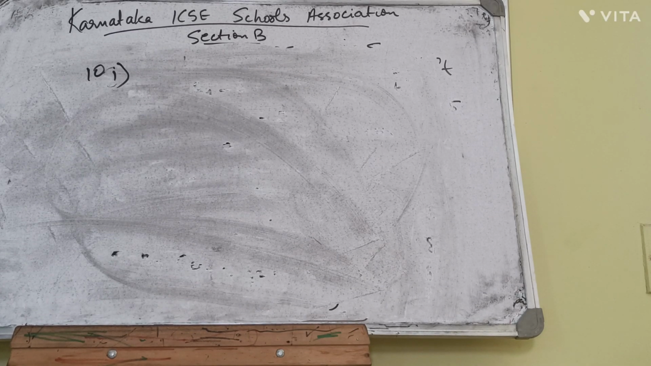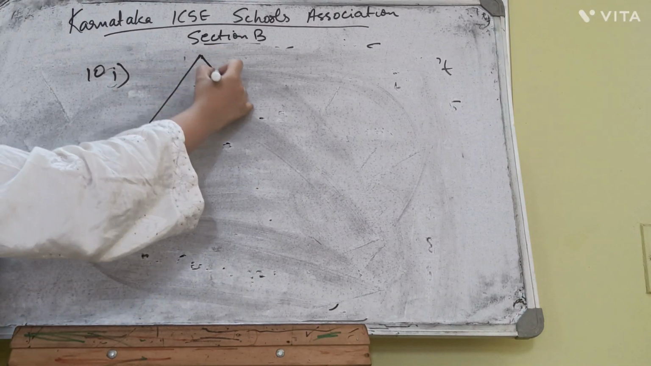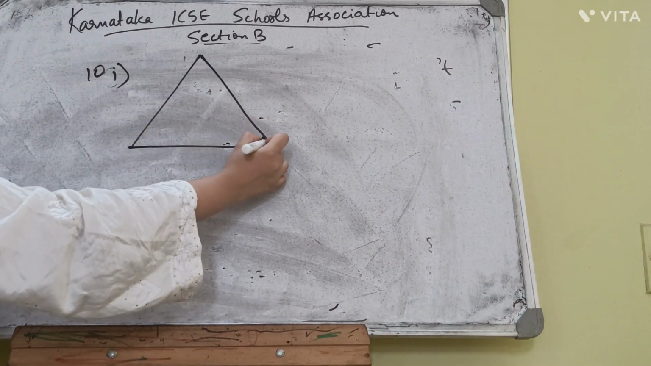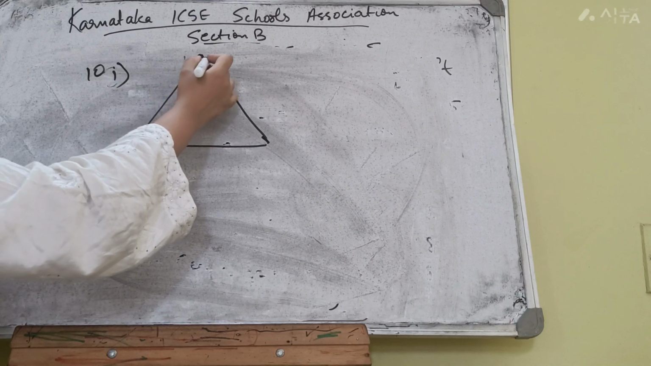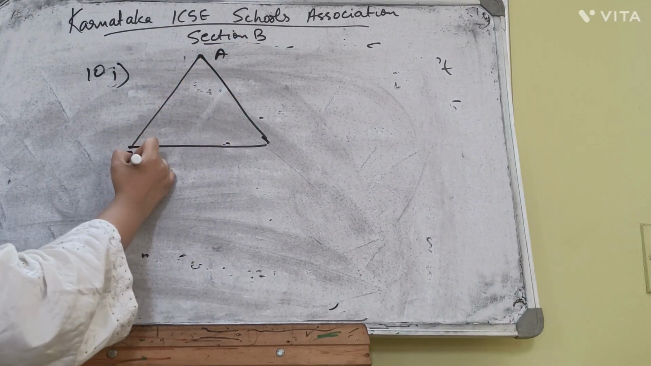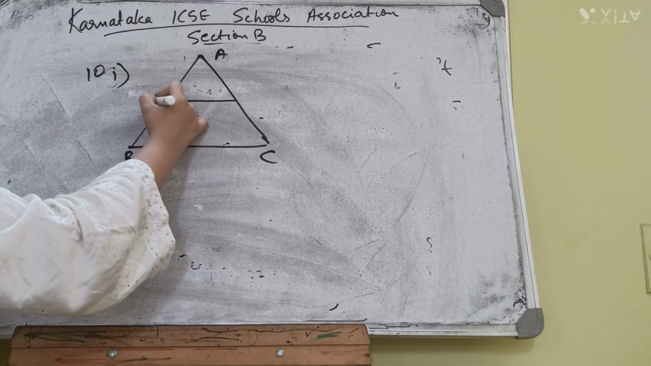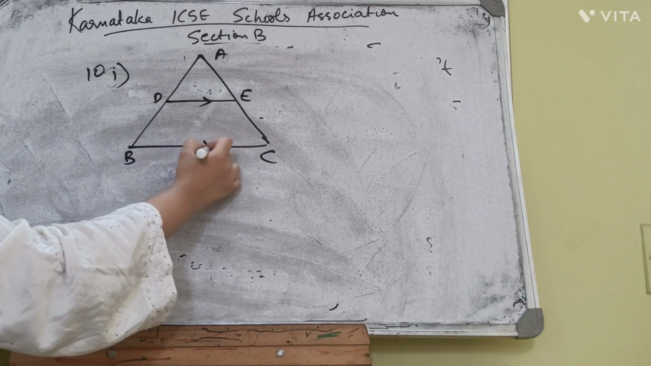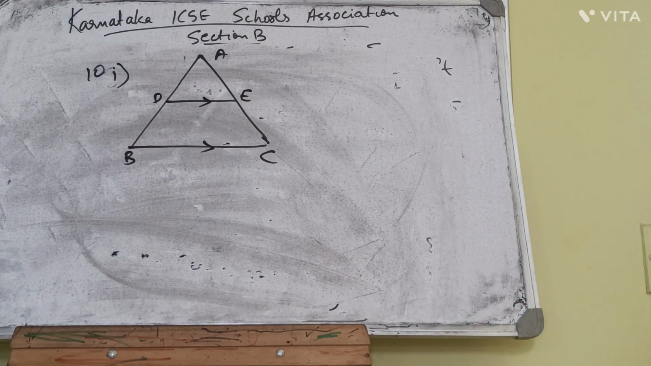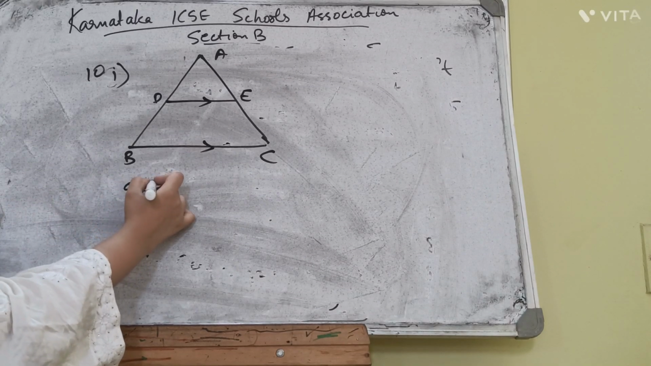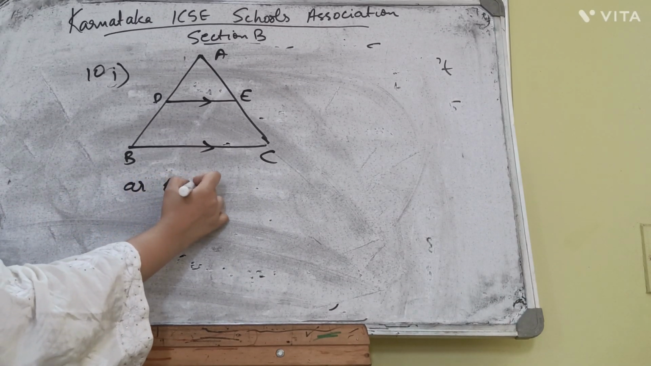In triangle ABC, DE is parallel to BC and the area of ADE is to the area of DBCE is given as 9:16, and we need to find the ratio of AD is to DB. There is no figure given here, so we need to draw the diagram. This is triangle ABC. It says that DE is parallel to BC.